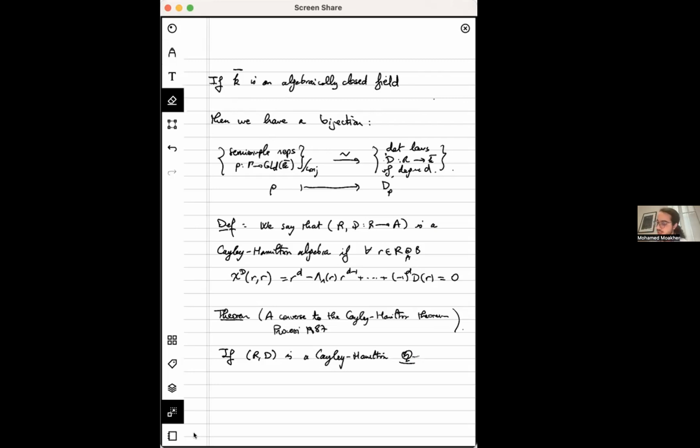I'm not even sure it's false, but there's a new work on the arXiv from just a few months ago which gives a counterexample. So, if (R, D) is a Cayley-Hamilton Q-algebra, then there is an embedding from R to M_d(B) for some commutative A-algebra B, compatible with the determinant. Compatible with the determinant means that this determinant law is sent to the canonical determinant law here.